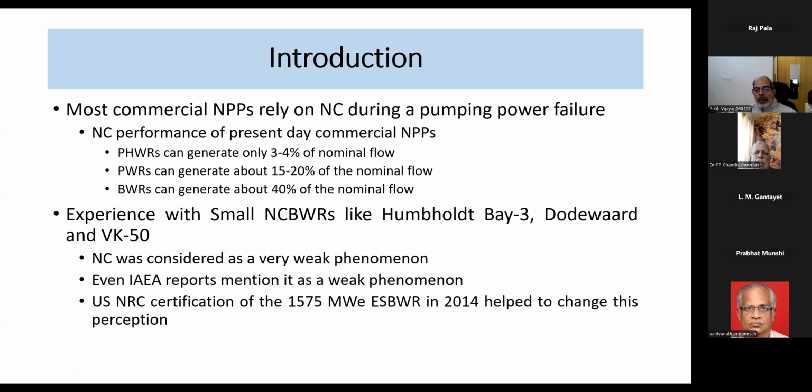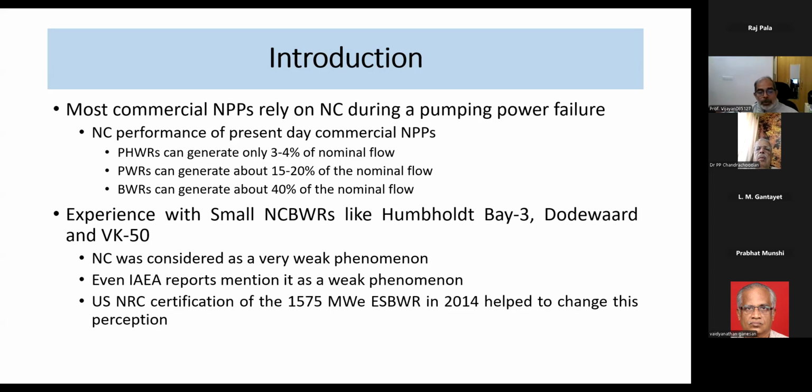The Humboldt Bay 3 is the first one, and that is in the US, and Roodward was in Netherlands. And VK50 is the only one that is operating. And all of them were more or less of the same power, about 65 megawatt electric. Because of these small flows, natural circulation was considered to be a very weak phenomenon. Even several IAEA documents mention that it's a weak phenomenon.